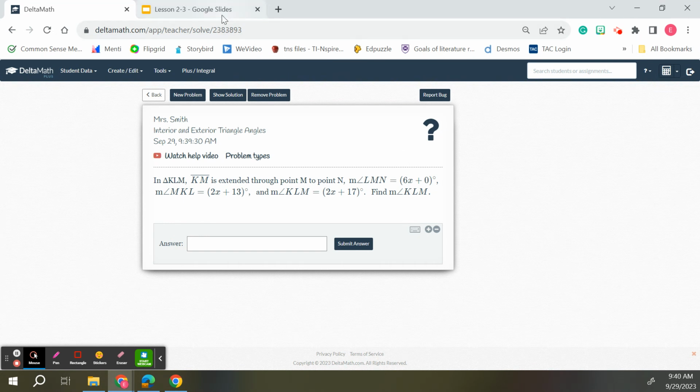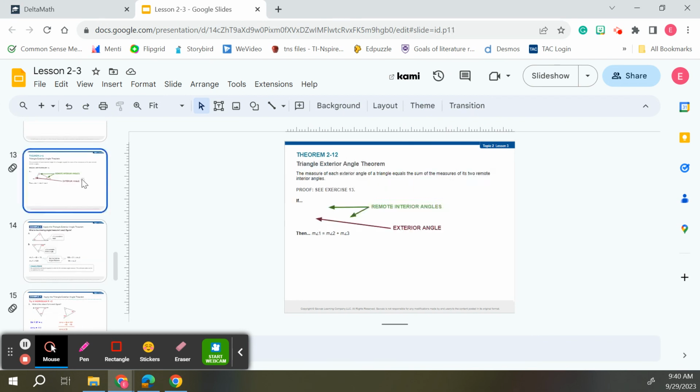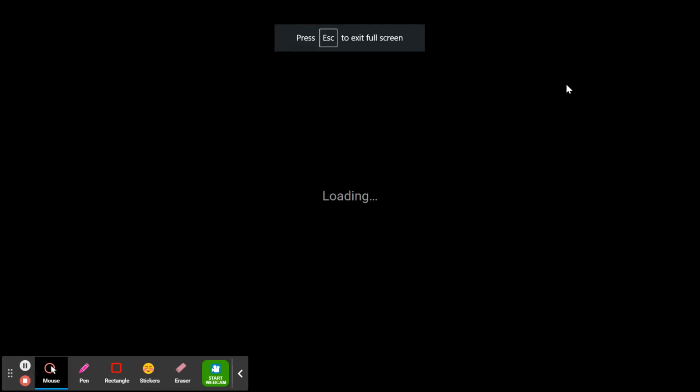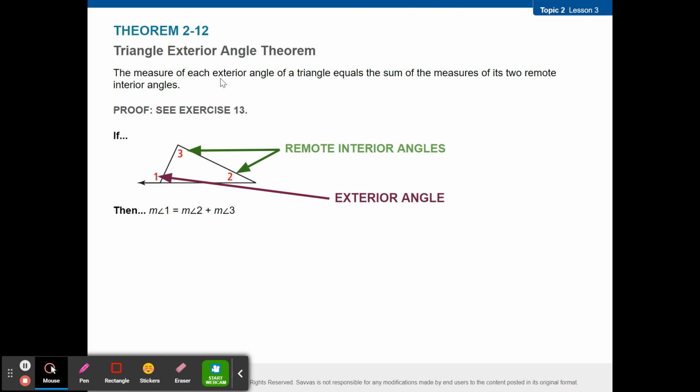So this brings us to the next theorem I want to discuss with you guys. This is the triangle exterior angle theorem. What this says is that the measure of each exterior angle of a triangle equals the sum of the measures of its two remote interior angles. So this 3 and 2 end up being remote interior angles. If I added those two up, I get the exterior angle that's on the opposite side of them. Not this guy, the one outside. All right?